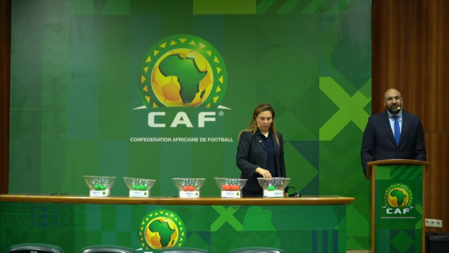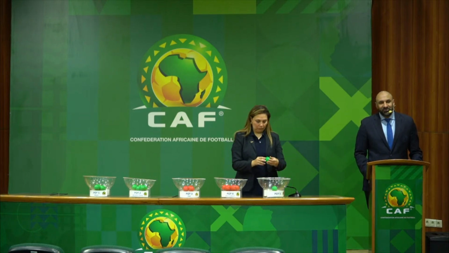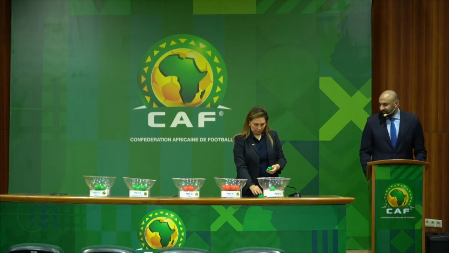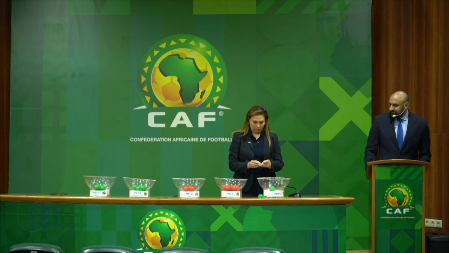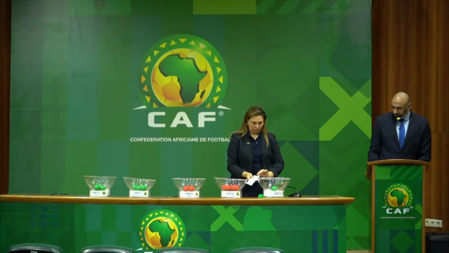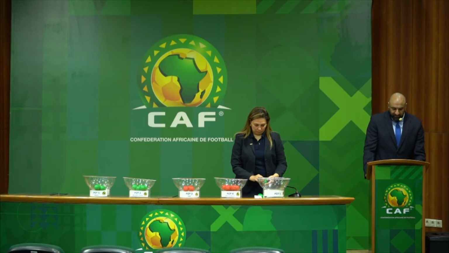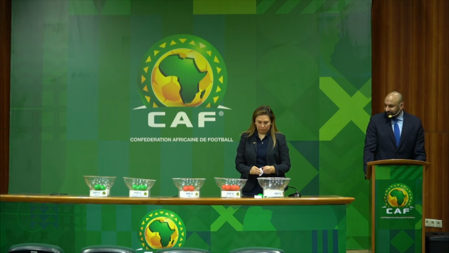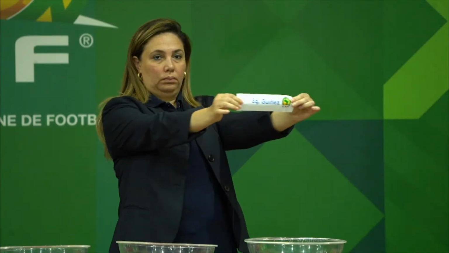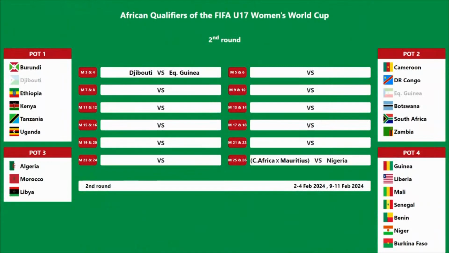We will mix them very well, and then they will play against each other. The first one will play the first leg at home. Djibouti. Djibouti did not participate in the last qualifiers. They will play against Equatorial Guinea, who also did not participate in the last qualifiers. They are both trying this time to qualify to the World Cup.